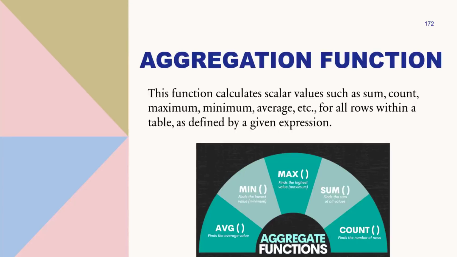Hello everyone, in this Power BI tutorial we will discuss the aggregation functions and we will see what different types of aggregation functions are available. The aggregation functions calculate scalar values such as sum, count, maximum, minimum, average for all rows within a table as defined by a given expression.